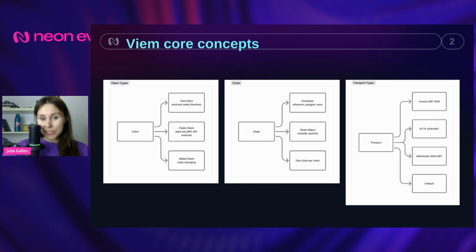So to start with, let's look at this front-end framework for Ethereum smart contracts called Viem. We are going to go through the core concepts and see how exactly Viem helps us to connect to the blockchain. And of course, we are going to connect to NeonVM. Now, there are three core concepts in the Viem framework, and these are client, chain, and transport.